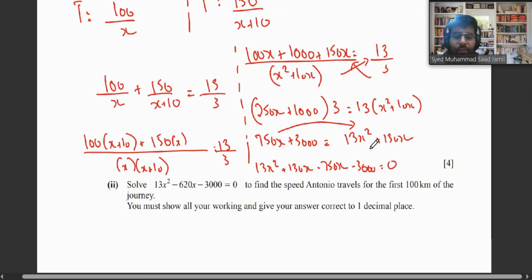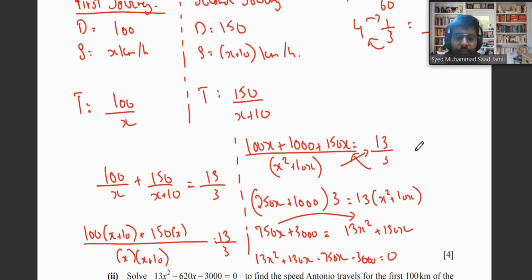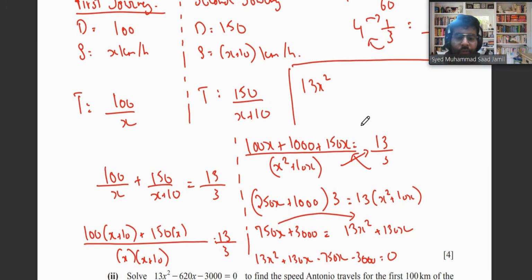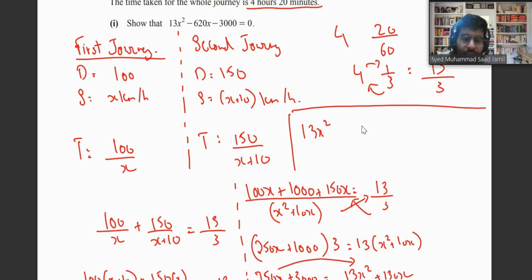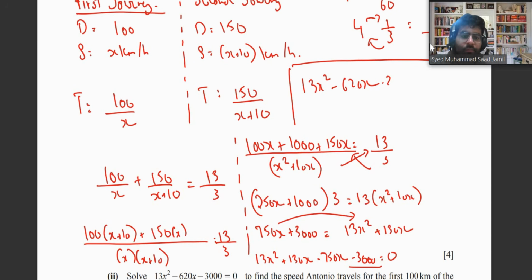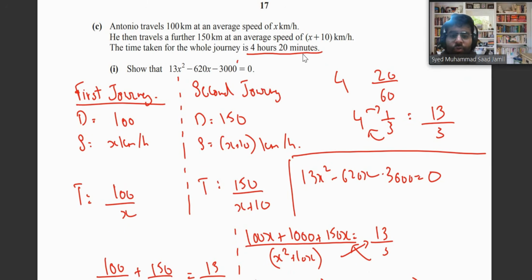Alright, so since there is no space, I am writing over here 13x square. So 750 minus 130 is 620. So this becomes minus 620x and minus 3000 is equals to 0. So look, I have shown the equation. This is how you show it.